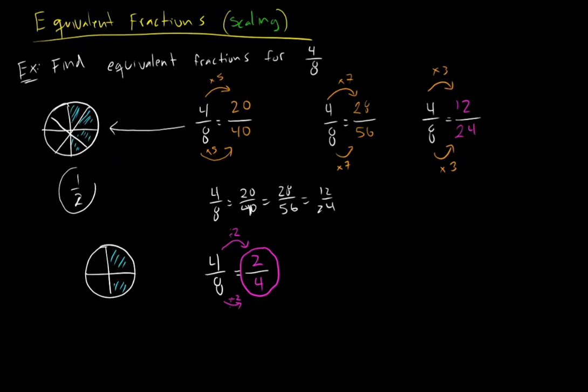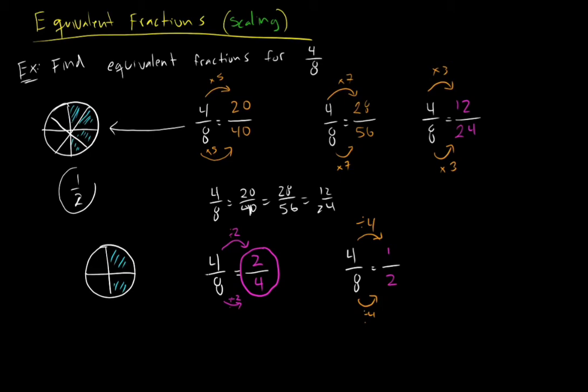But I can find another equivalent fraction, right? So 4/8, I can divide both the numerator and the denominator by 4 without getting a remainder, and then that would give me 1 and 2, 1/2, right? And obviously this is the same as 1/2. So you can also find equivalent fractions by scaling down, right? So by dividing. Multiplying is scaling up, dividing is scaling down.